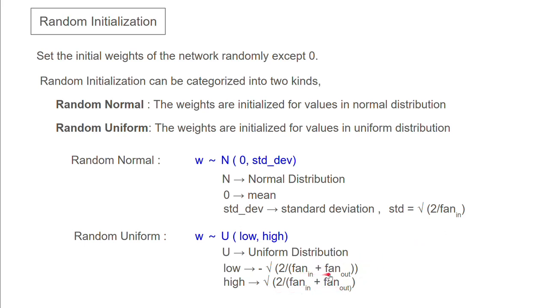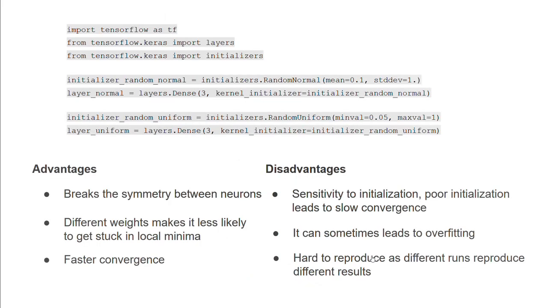That's why fan in and fan out is very important. Then we go to the next. So this is a simple code for normal distribution here and for uniform distribution here. You will see mean and standard deviation.